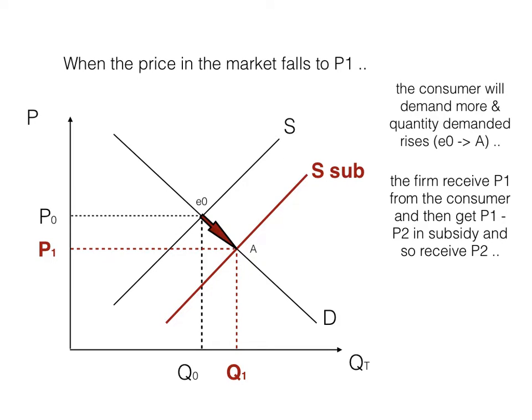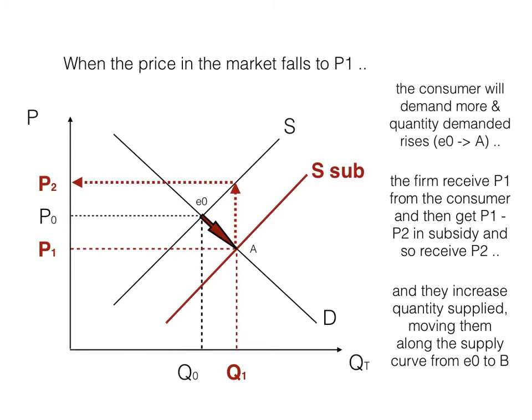The firm, however, are going to receive this from the consumer. They're going to receive P1, but they're also going to get a subsidy, which is this difference between the two supply curves. And they're going to eventually receive P2 in the market. So it's an odd one. The consumer pays less, but the firm receives more.